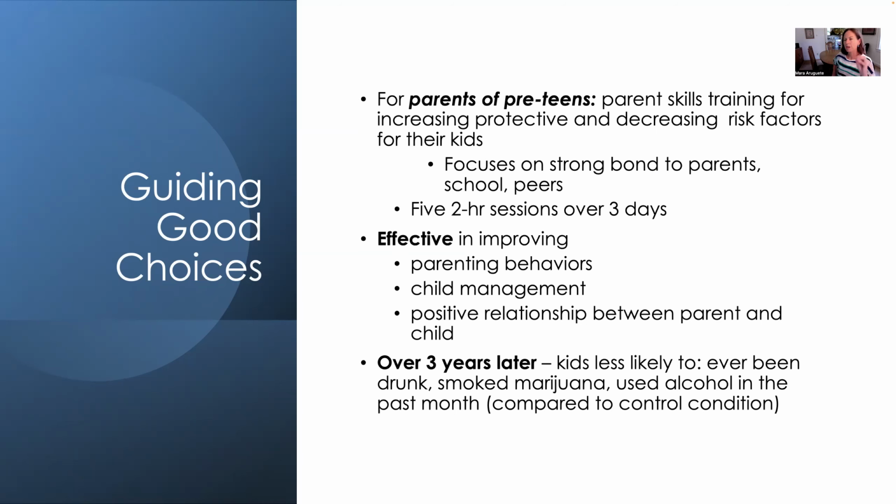And it's going to really focus on creating some very strong bonds for the kids, primarily with the parents, but also with schools and with peers. And the parents can facilitate that. It's 5 2-hour sessions over 3 days. So compared to the last one we talked about, life skills training, it's a lot less involved. It's a little bit easier to teach the parents, and then the parents are putting in a lot of time with the kids. So when it comes down to it, this is a lower cost program.